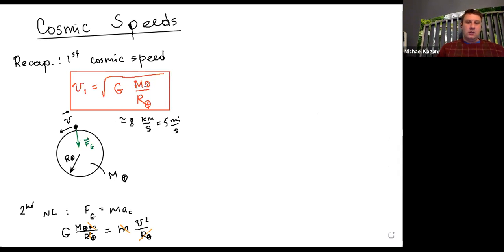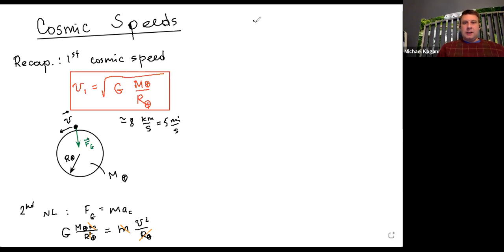You can go to the moon, put in the moon's mass, the moon's radius, and the gravitational constant, and you get the escape velocity. Sorry, the first cosmic speed for the moon. Or you can go to Jupiter or whatever and find the corresponding speed. So all you need to know is the mass of the planet or star and its radius. Okay.